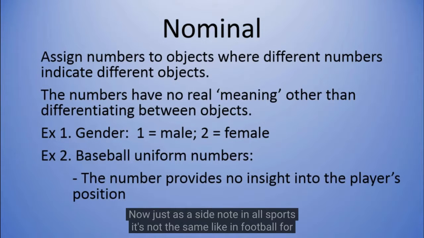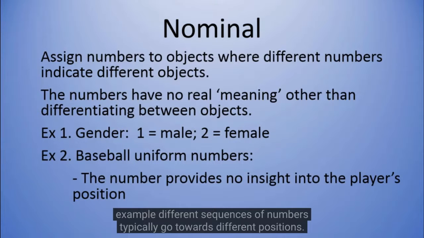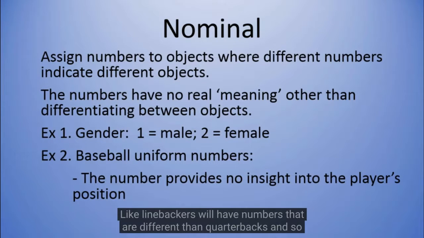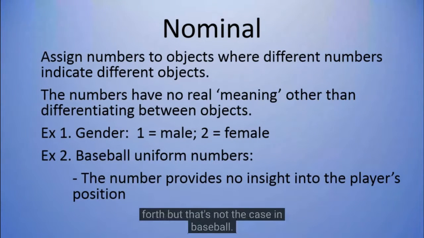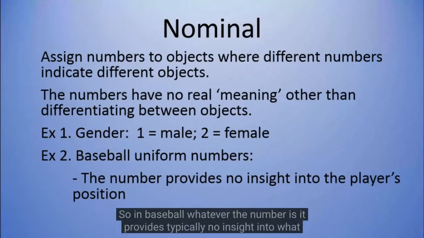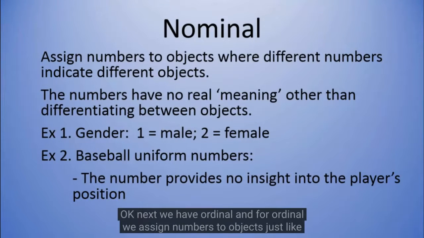Now, just as a side note, in all sports, it's not the same. Like in football, for example, different sequences of numbers typically go towards different positions. Like linebackers will have numbers that are different than quarterbacks and so forth. But that's not the case in baseball. So in baseball, whatever the number is, it typically provides no insight into what position they play.